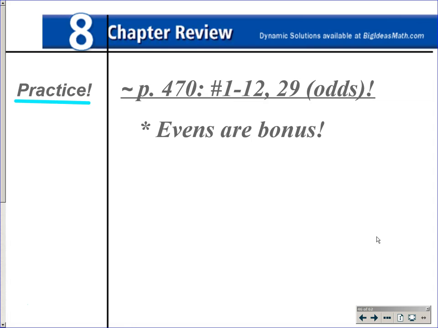So if homework takes you a lot of time usually, just do the odds. That's okay. 1 through 11 and 29. But if you're like, nah, I could use some bonus homework points, and some of you definitely could, do the odds and the evens.